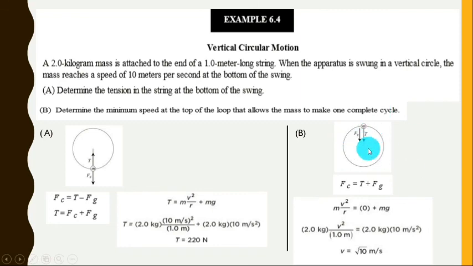So what do we do? Here we don't have tension. What do we have? Centripetal force equals normal plus force of gravity. In this case, you are going to assume that the normal is zero. Okay? Always you have to do this when they ask you for the minimum speed at the top of the loop.